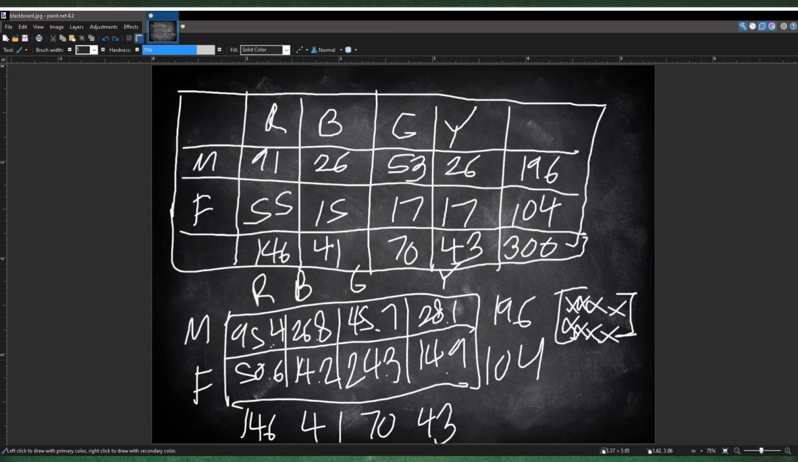So it's not that much of a difference. It's okay. Our degree of freedom is 3, which is true because we have 2 rows for males and females, and 4 columns for the colors red, blue, green, and yellow. So that's 2 minus 1, which is 1, and 4 minus 1 is 3. So 1 times 3 is 3. Degree of freedom is 3.